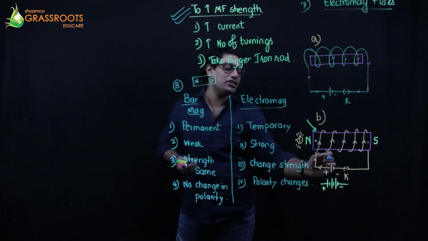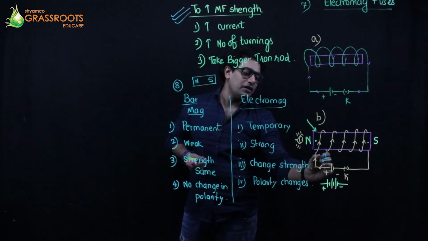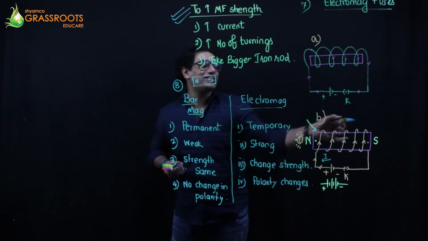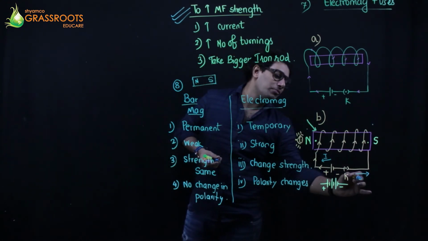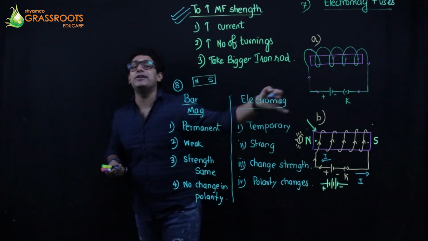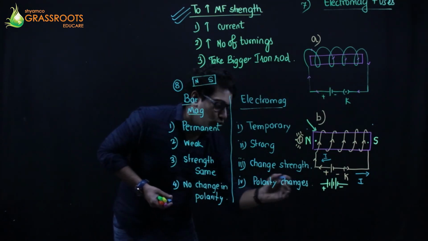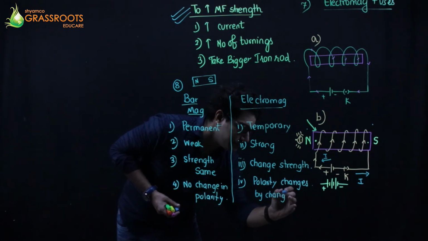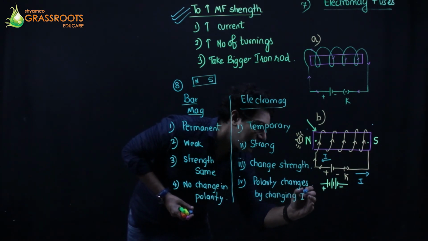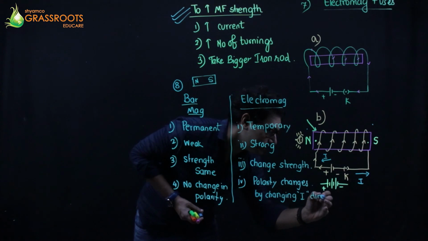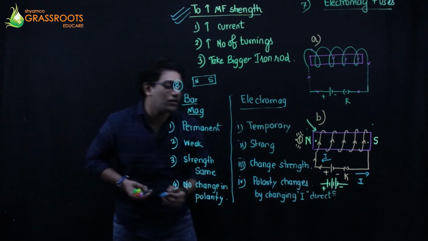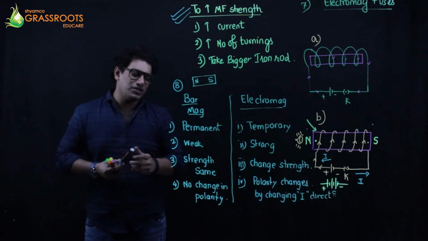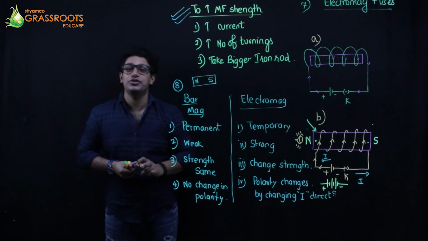How? By changing the direction of the current. If the current is in this direction, this will be north and this south. If the current is in the opposite direction, that will be north, this will be south. So polarity changes by changing the direction of the current. Okay, so these 4 points are sufficient to differentiate.